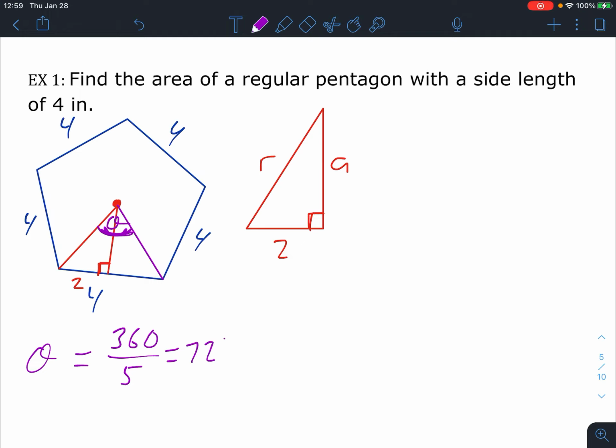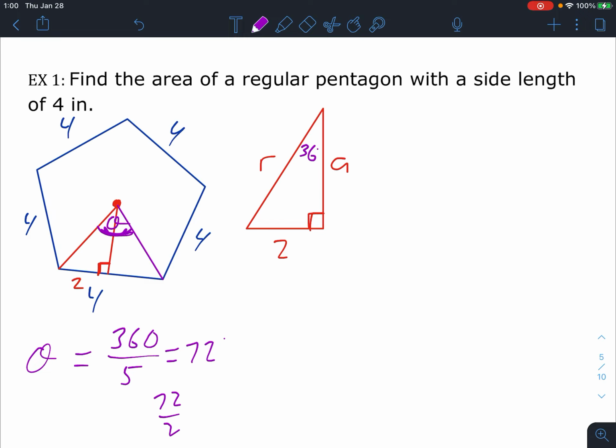But in our red triangle there, that's just half the big purple triangle. So if we cut 72 in half, this angle up here would be 36 degrees. We then could find this angle over here if you wanted to, but that is not important as well. We have one angle, one of the acute angles, that's all we need.